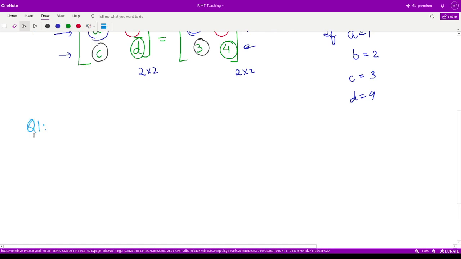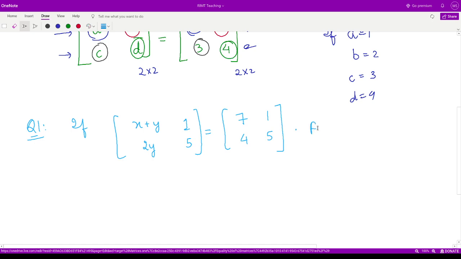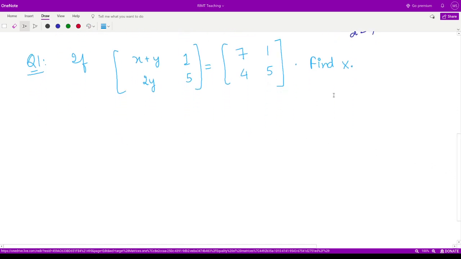So the first question here is, if you are given two matrices, one is x plus y, 1, 2y and 5. This matrix is equal to another matrix 7, 1, 4 and 5. Then the question is, find x. So in this case, you are given two matrices and both of the matrices are equal to each other. So we are to calculate what is the value of x here. And in fact, we can also find y also.